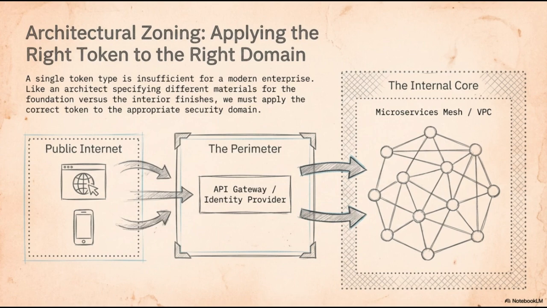Within this zone, we use high-context internal tokens, which should never leave this domain, to facilitate secure, authenticated communication between individual services. By implementing this kind of architectural zoning, we create a layered defense, ensuring that sensitive identity data remains protected within the core while providing a seamless, secure entry point for our users.